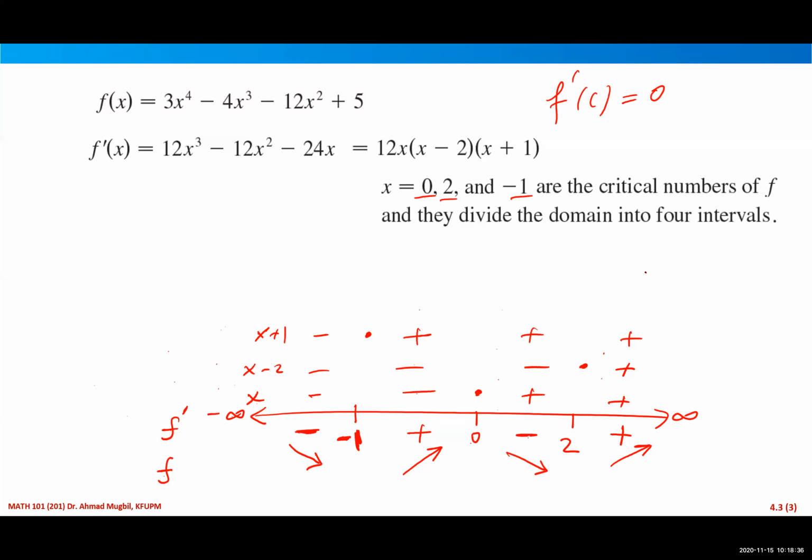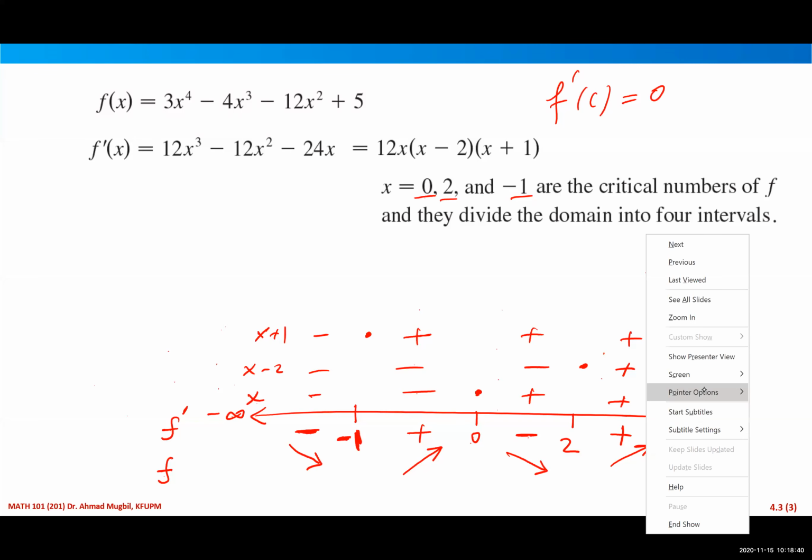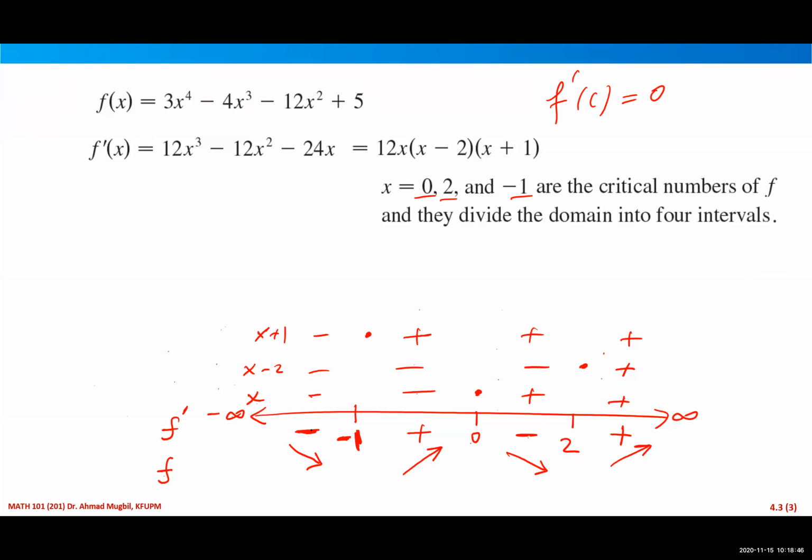Minimum. Sure? It's from negative to positive. It is a change from negative to positive. The first derivative changes from negative to positive. Look, when you have something like this, down and then after that up, what will you have here? Local minimum. So here we have local minimum.